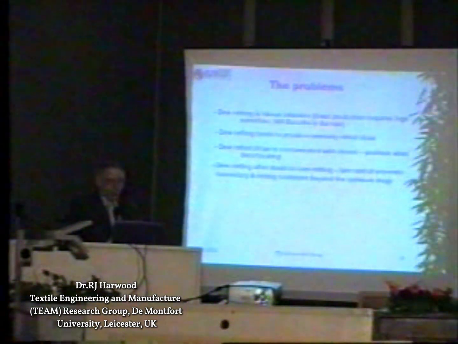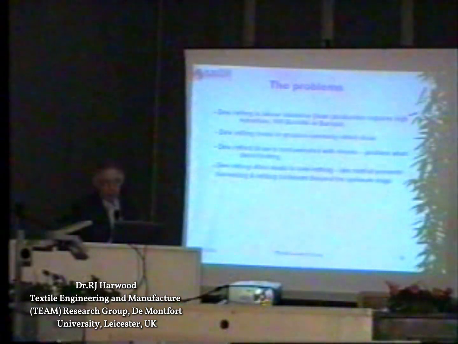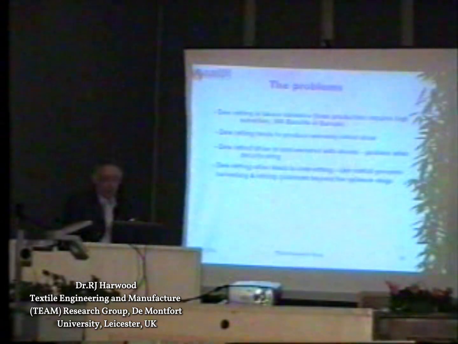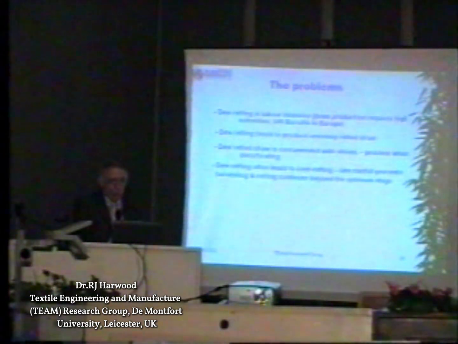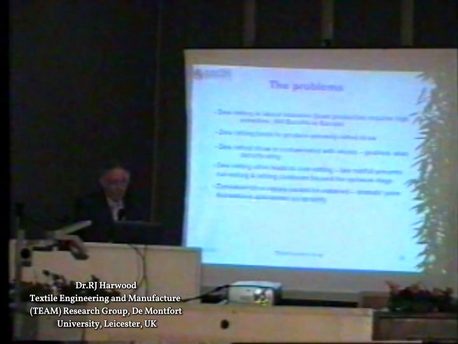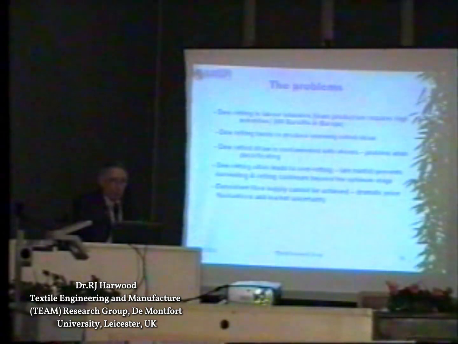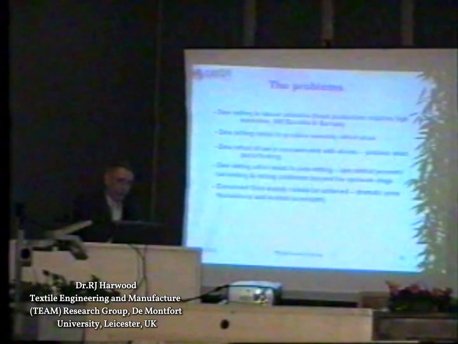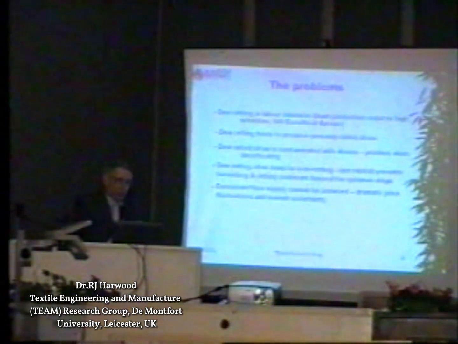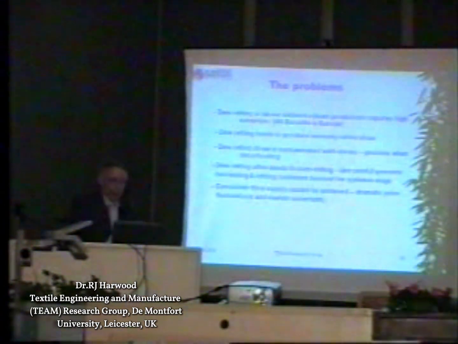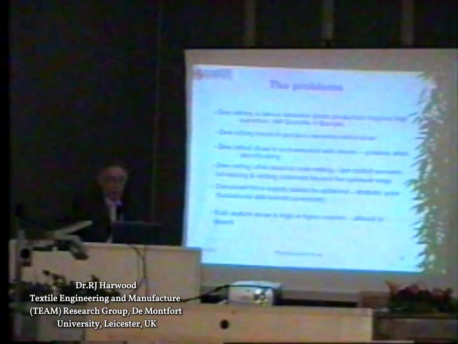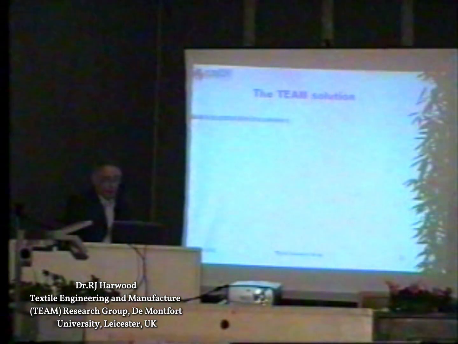We often have problems with over-retting, particularly caused by the fact that you get rain in the autumn when you're wanting to harvest the crop, and if the crop is wet, you cannot harvest it. We have therefore a problem of consistency of supply. 80% of the North European flax was destroyed purely and simply by late autumn rains in the last season. Fully mature straw is high in lignin content and is difficult to bleach.